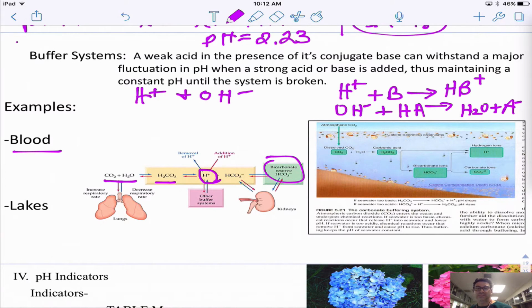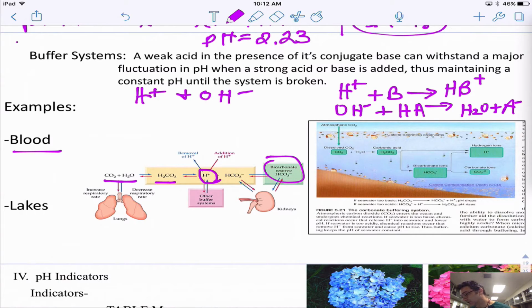Your blood needs to maintain a pH of about 7.4. If you do not have a pH of around 7.4, the enzymes that are in your blood will start to break down. That would be really, really bad. If you do have a situation where you have too much acid, it's a condition called acidosis, and it's very dangerous to the well-being of your blood chemistry.